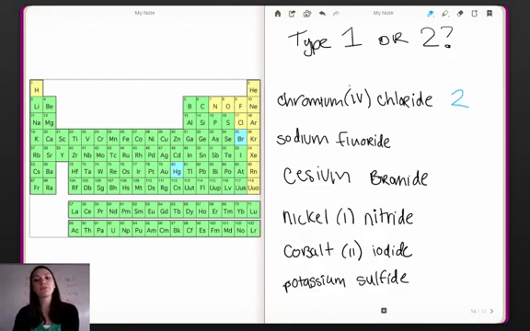My sodium fluoride doesn't have any Roman numerals, and sodium is group 1, so I know that it's going to be a type 1 naming. All right, so I want you to try it for the next 4. Write out what the naming is, and then say whether it's going to be type 1 or type 2 naming.